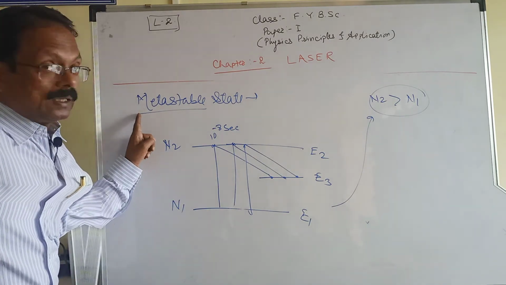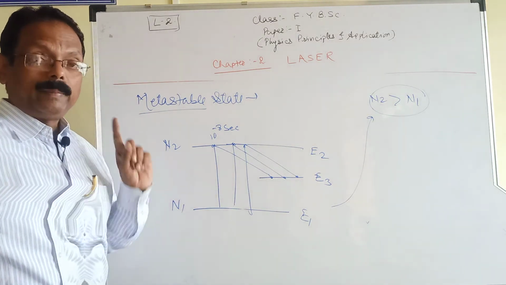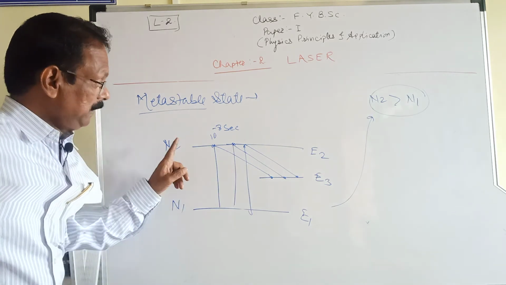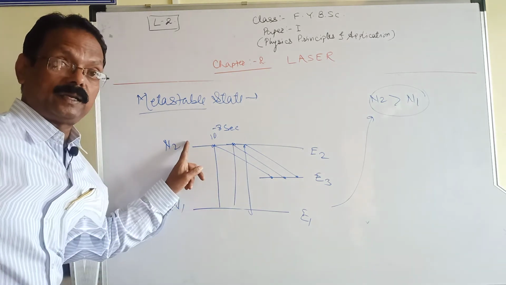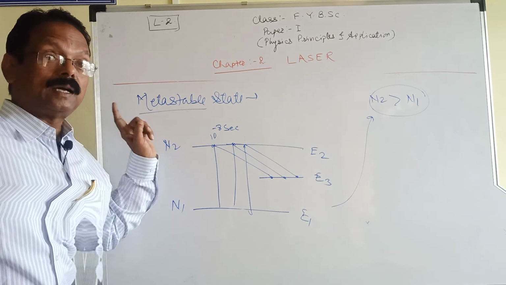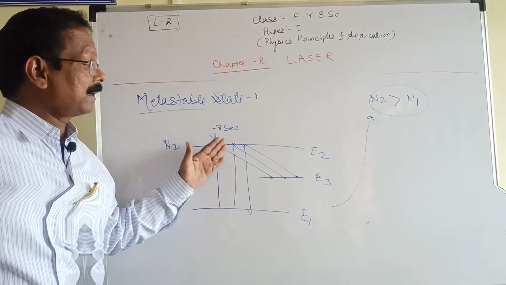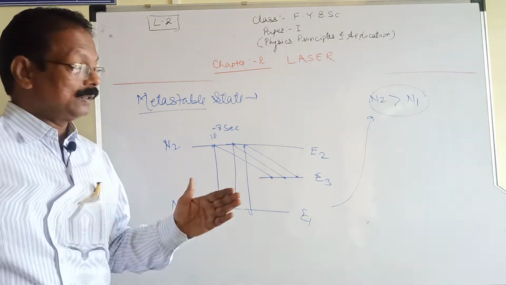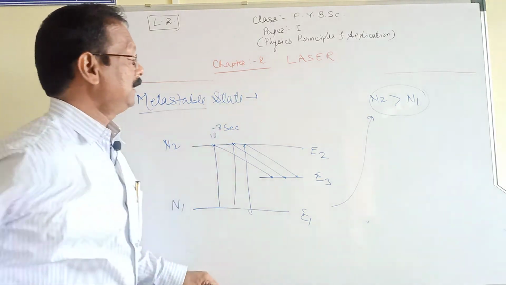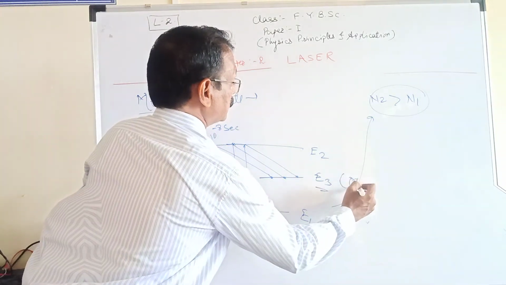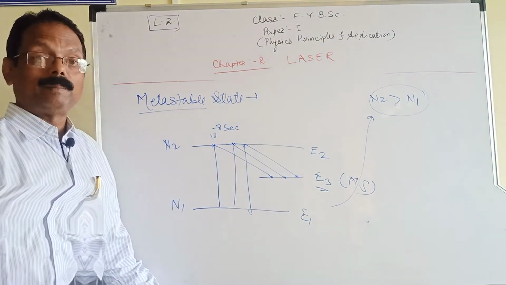What is the definition of the metastable state? The metastable state is the state in between the ground state and the higher energy level, where the atoms in the higher energy level are restricted from going to the ground state. They are collected at this state between the ground state and the excited state. This is called the metastable state.